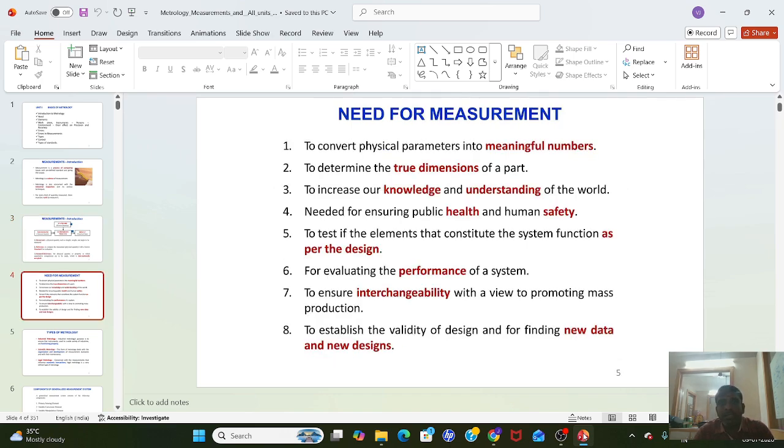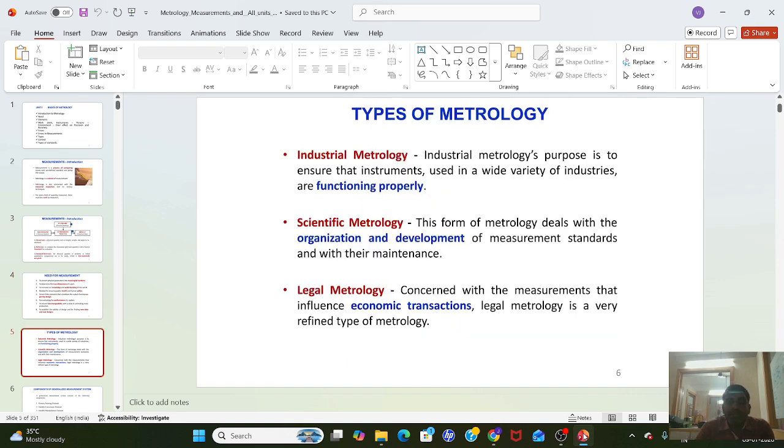And what are the needs for measurements? To convert physical parameters into meaningful numbers, to determine the true dimensions of it, to increase our knowledge and understanding of the world needed for ensuring public health and human safety. To test if the elements that constitute the system function as pre-designed, for evaluating the performance of the system, to ensure interchangeability with a view to promoting mass production, to establish the validity for design and finding new data and new designs.